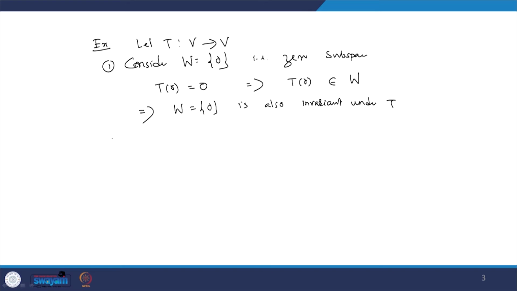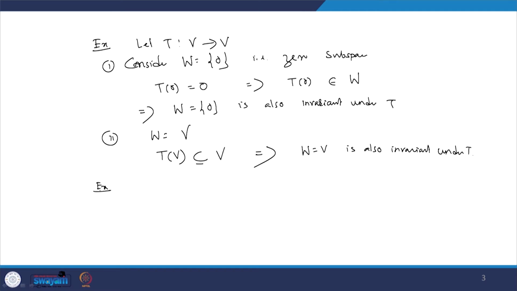Now, if I consider W equal to the entire space V, what can we say about this one? Then also we have T of V is a subset of V. So, this implies that W equal to V is also invariant under T. So, they are all trivial examples. Now, let me consider some examples which are not trivial. So, this is example 2, this is example 3.